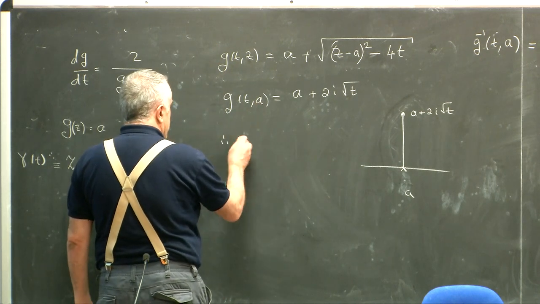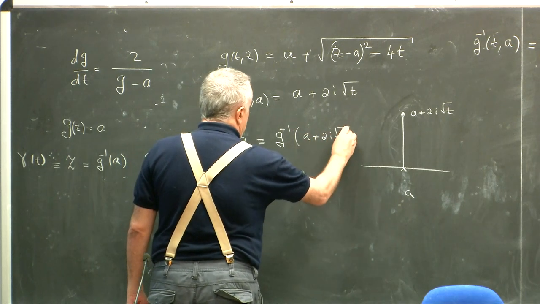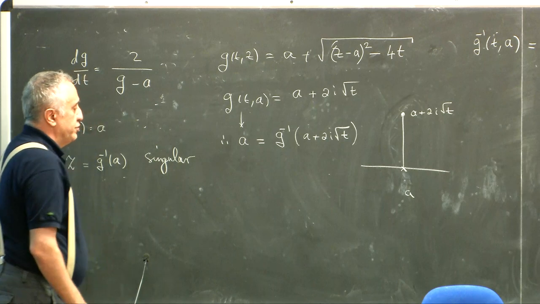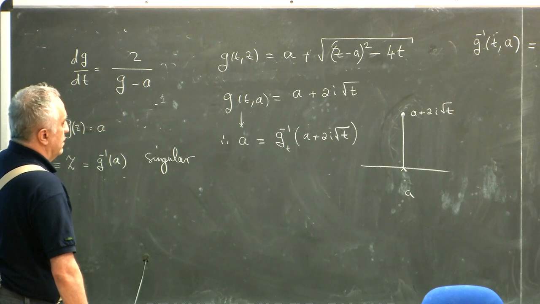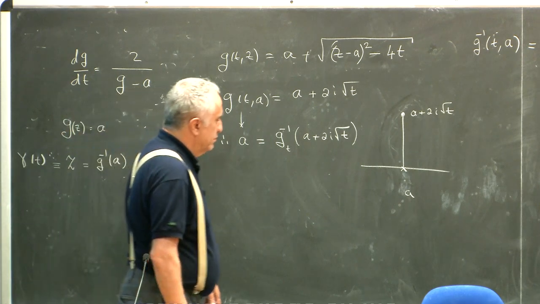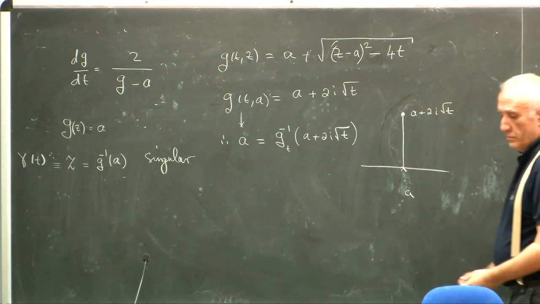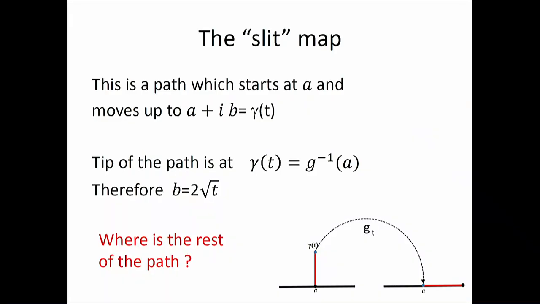so from here it follows that A is G minus 1 of A plus 2i root T. So this immediately implies that to be true. This is true, so that is not true. Something is strange here.